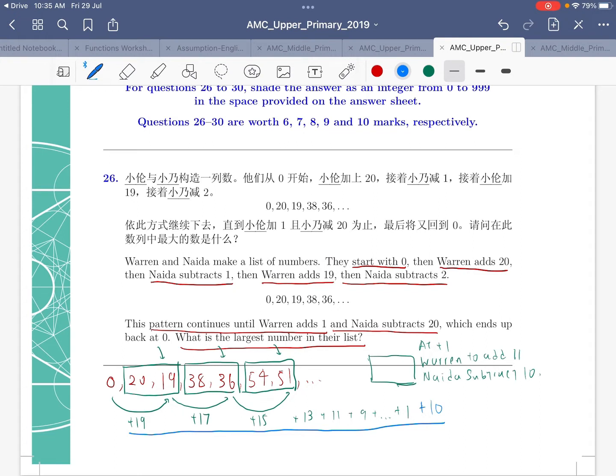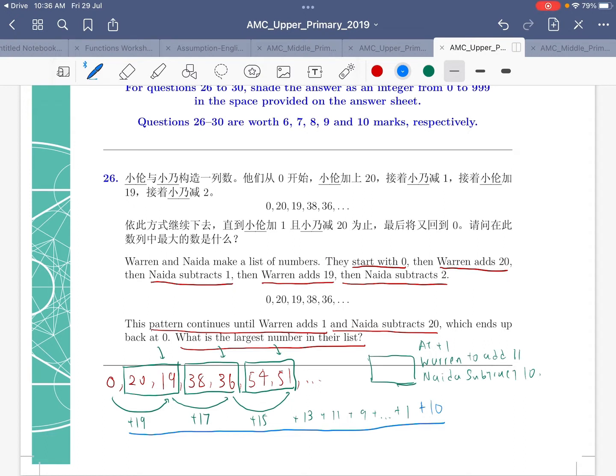Of course, we will not consider the other numbers, because the net effect will be negative. After this, Warren adds 9 next, and then Naida is expected to subtract 11, which gives a net of -1. Warren adds 10 next, and then Naida is expected to subtract 11, which gives a net of -1. So that's why we do not consider the other numbers.